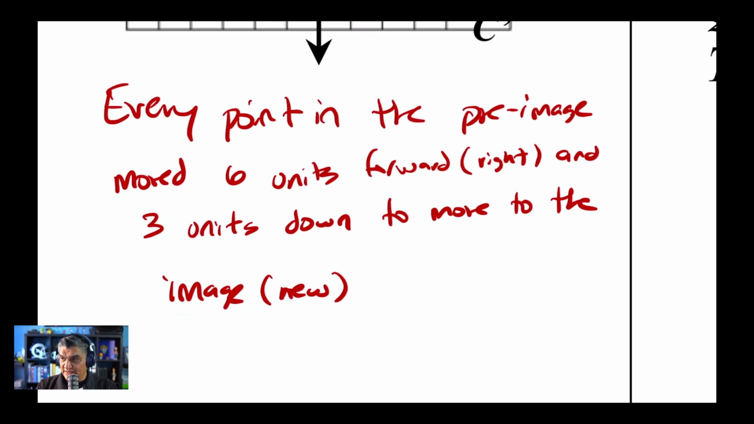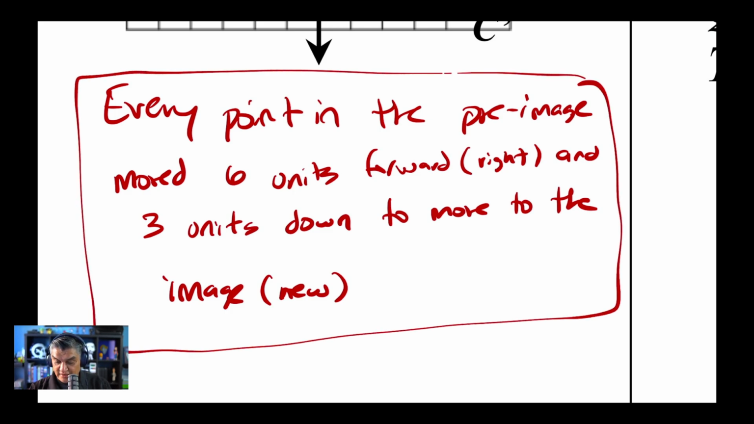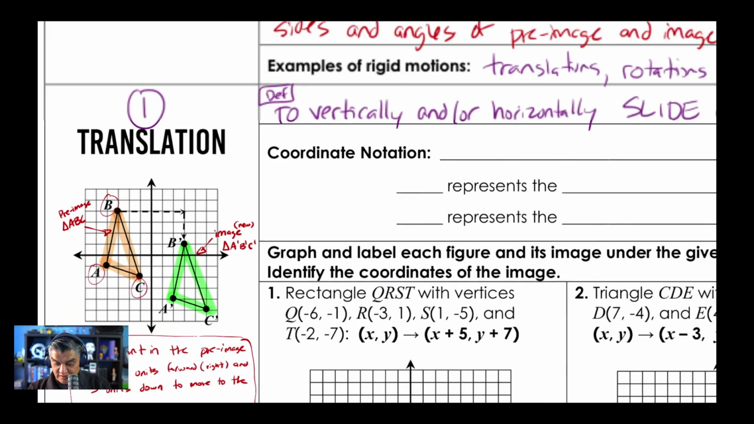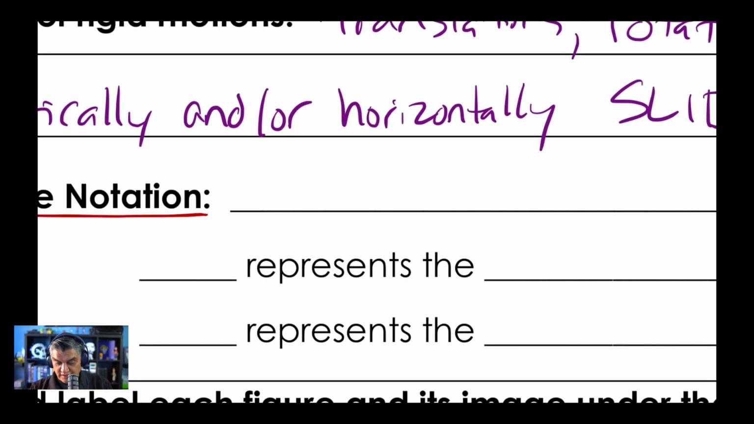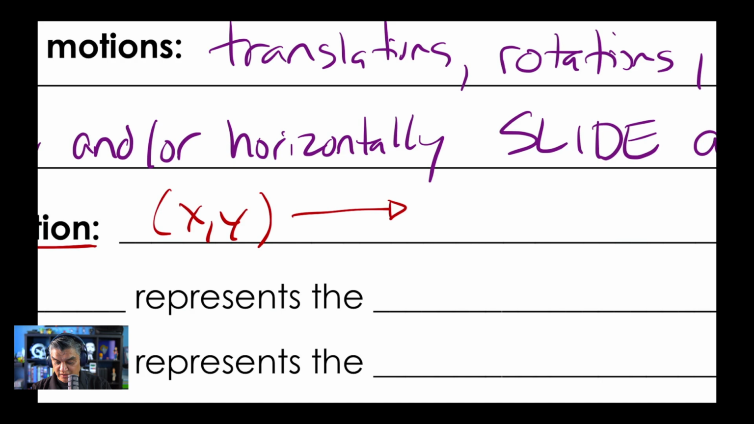How would we say it in a mathematical way, in a shorter way? Because this is a lot of words, isn't it? There's an easier way to do this, and let me show you. It's called coordinate notation. What you do is you say (x, y), and then you put an arrow. This is basically saying you have a point (x, y), your original point, and then the arrow tells you what happened to move it. This is how you move it.